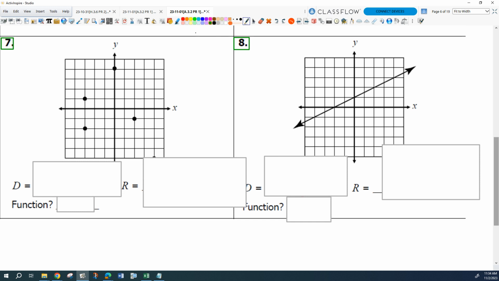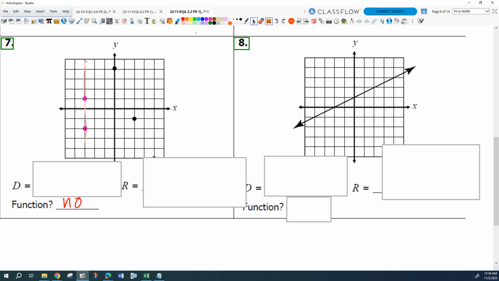So how about this guy here? This is a graph, right? So this is the other way of writing a relation, and it's not a function, is it? We can see it's not because we have 2 points that line up vertically. So we can already tell it's not a function.